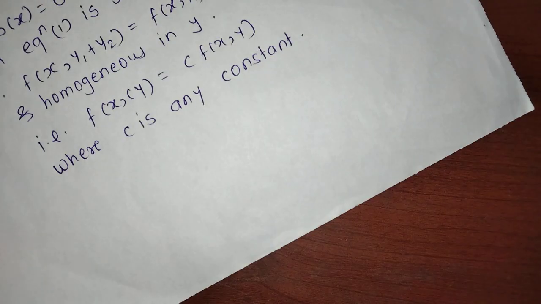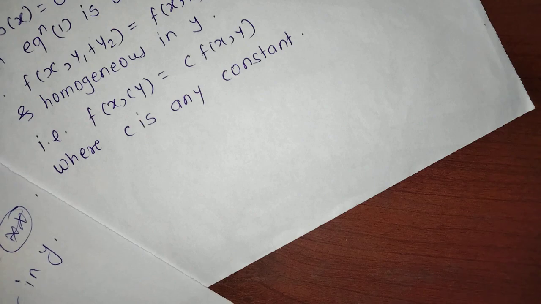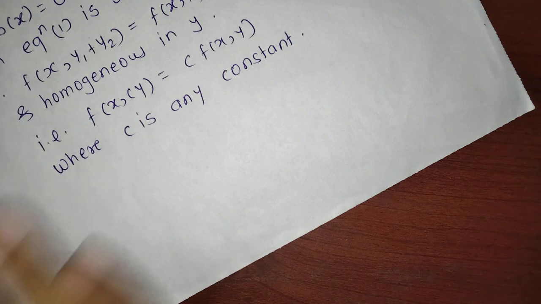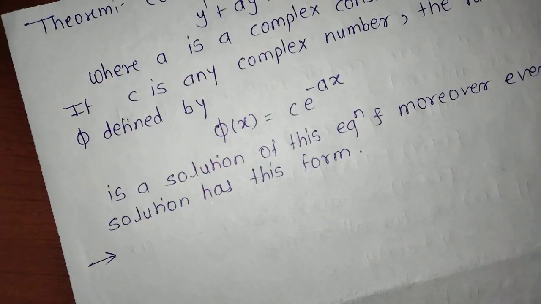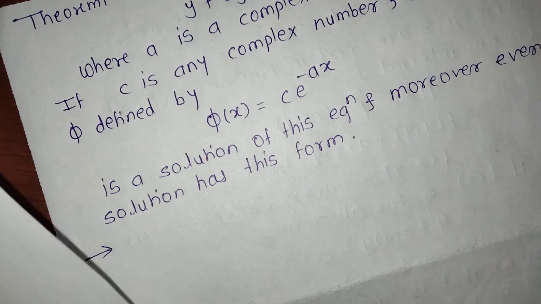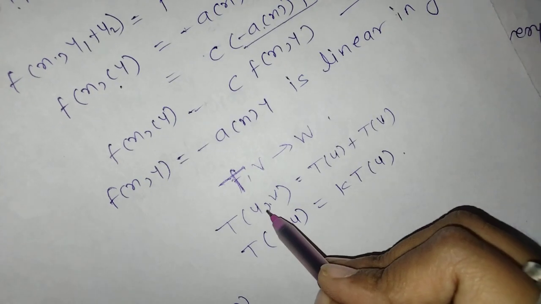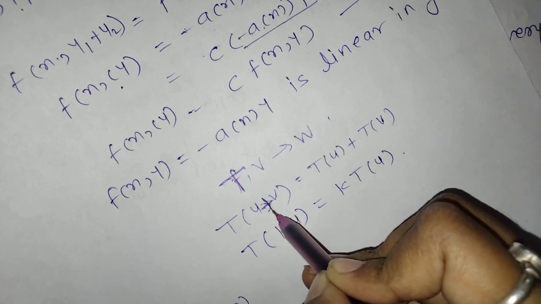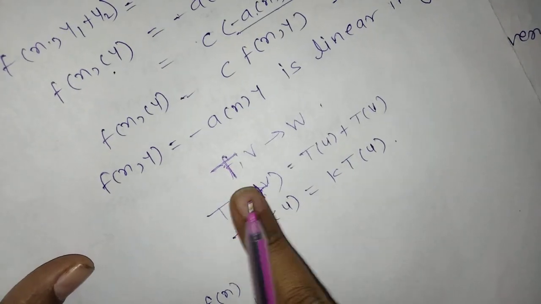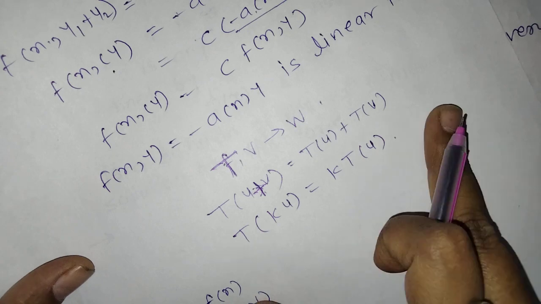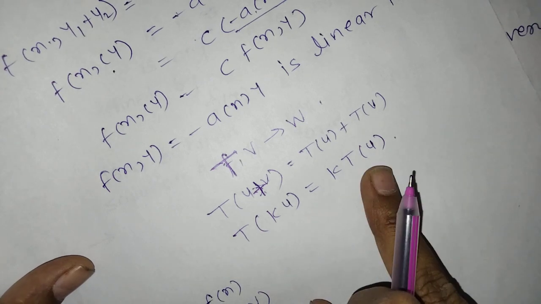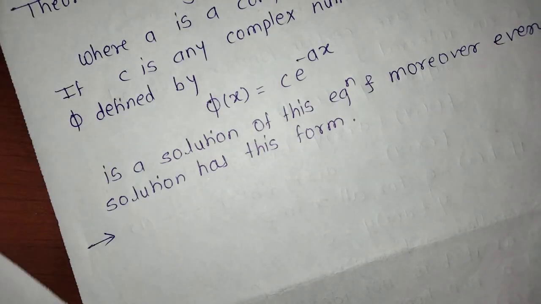Now next theorem, just a minute. Not u comma v, u plus v. T(u + v) = T(u) + T(v), and T(ku) = kT(u).